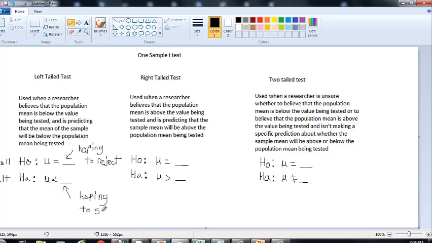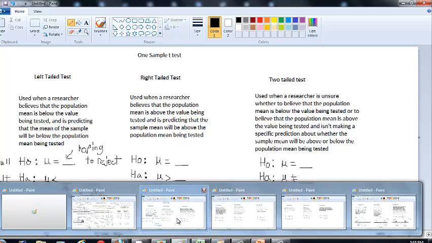One way to remember these is to remember that in a left-tailed test, the direction sign points to the left. In a right-tailed test, the sign points to the right. In a two-tailed test, it just has this not equal sign. So in all three types of tests, this is what they're hoping to reject, and this is what they're hoping to support. And what they're hoping to support is different across the three types of t-tests.